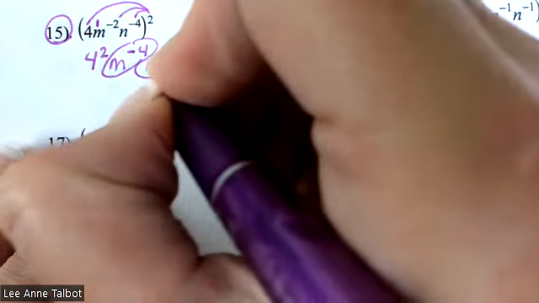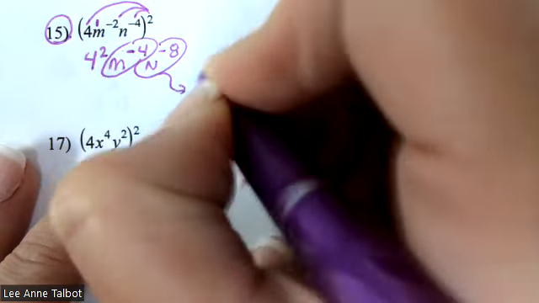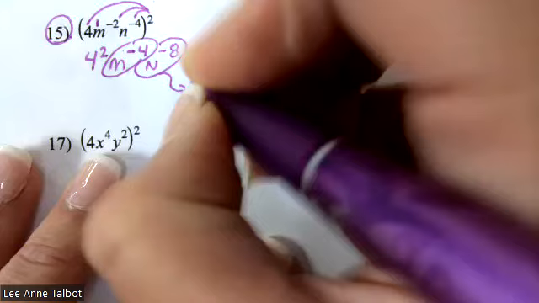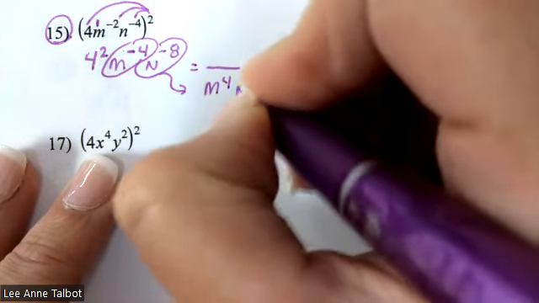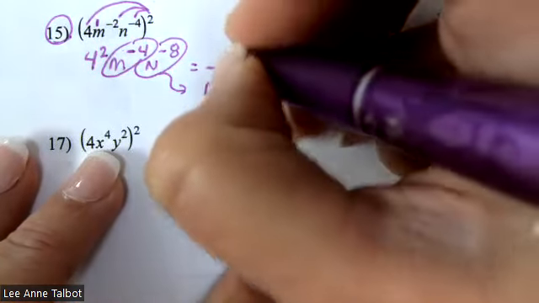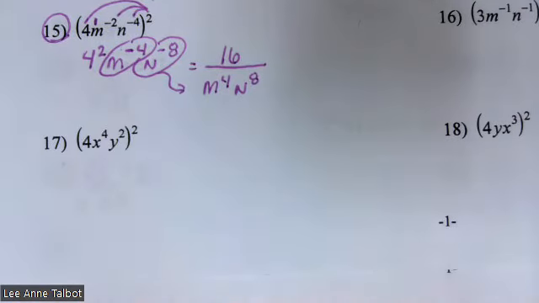Okay, now these two flip. And then the 4 squared, which is 16, will stay on top.